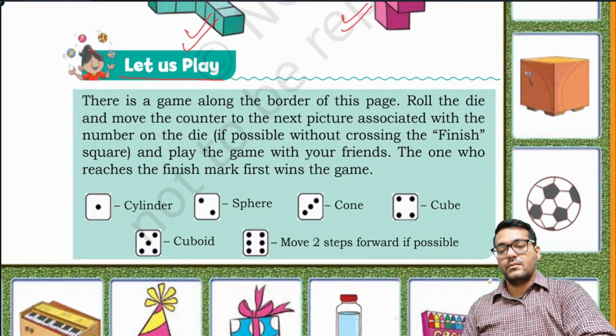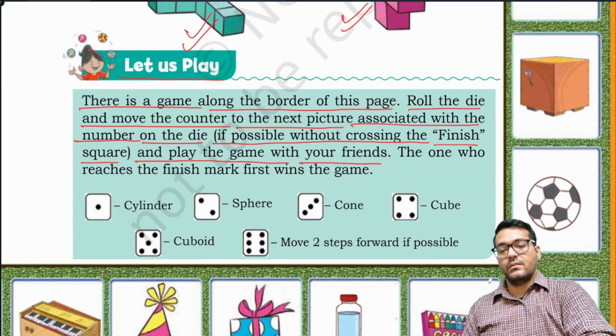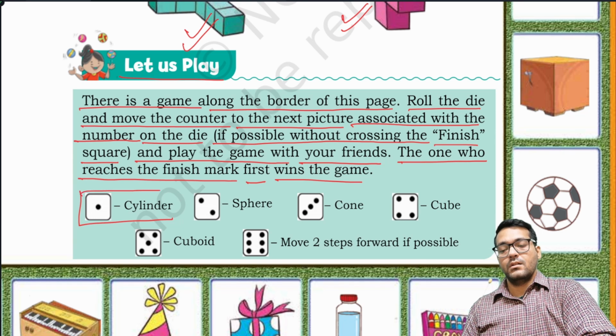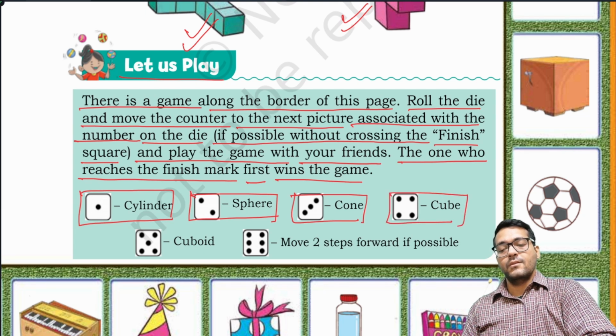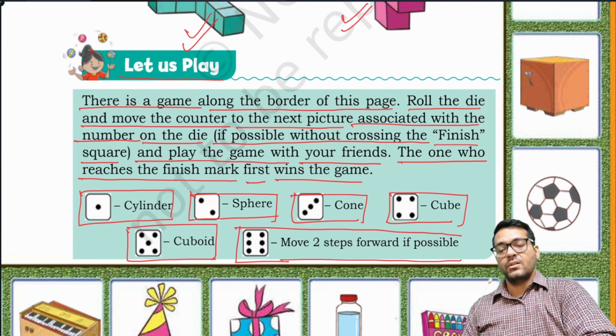Let us play. There is a game along the border of this page. Roll the die and move the counter to the next picture associated with the number on the die, if possible without crossing the finish square, and play the game with your friends. The one who reaches the finish mark first wins the game. Directions are 1 for cylinder, 2 for sphere, 3 for cone, 4 for cube, 5 for cuboid, 6 for move 2 steps forward if possible.